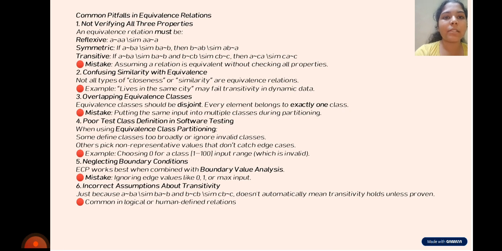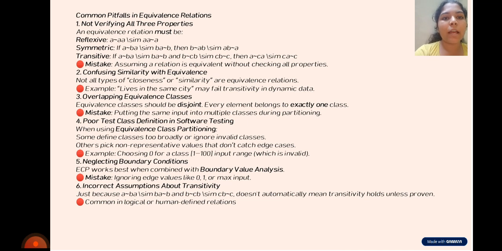be reflexive, where a is similar to a. Symmetric: if a is similar to b, then b is similar to a. Transitive: if a is similar to b and b is similar to c, then a is similar to c. The mistake is assuming a relation is an equivalence relation without checking all properties.